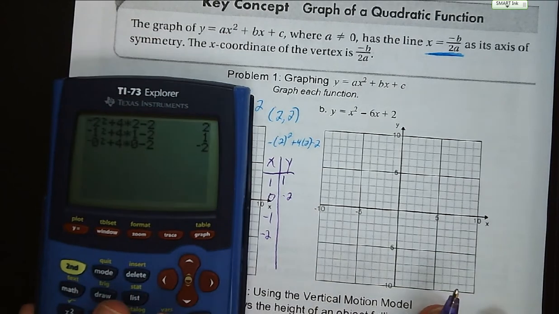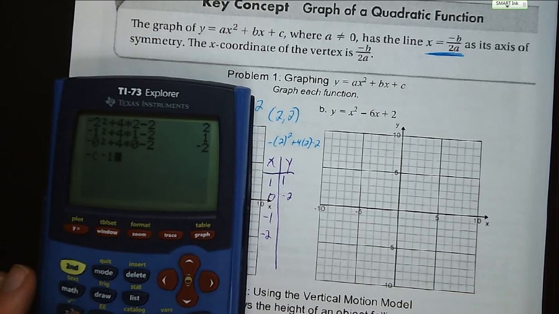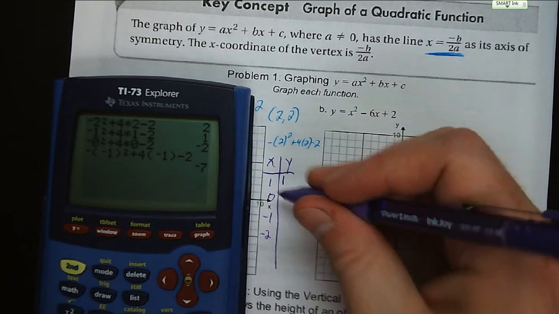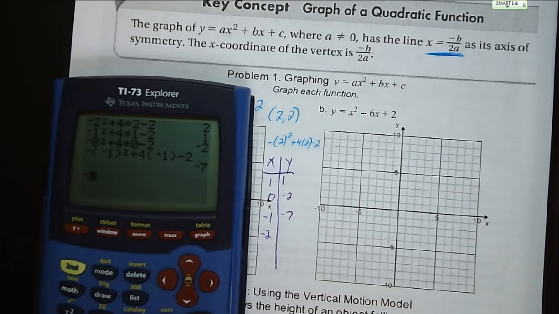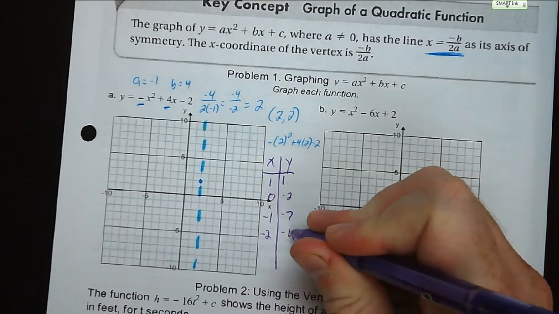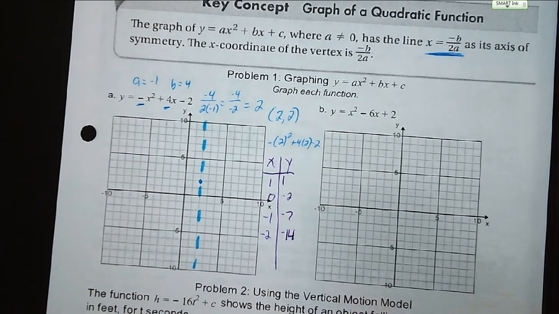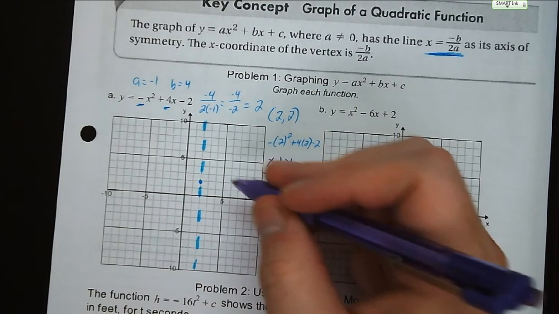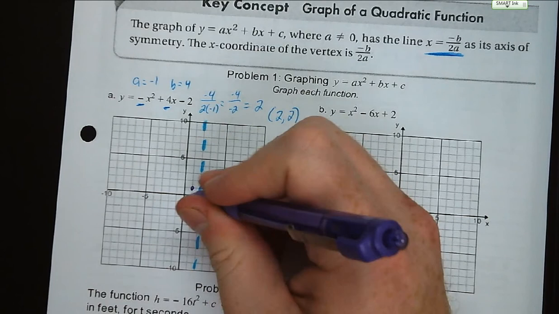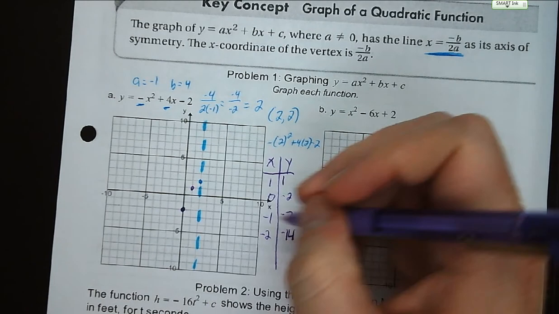Okay? If we plug in negative 1 for our x value, remember we need to put it in parentheses, so plus 4 times negative 1 minus 2. So we get a point at negative 7. And negative 2 squared plus 4 times negative 2 minus 2 is equal to negative 14. So we won't be able to graph that last point, but we can graph the other three. So we have points at 1, 1; 0, negative 2; and negative 1, negative 7.